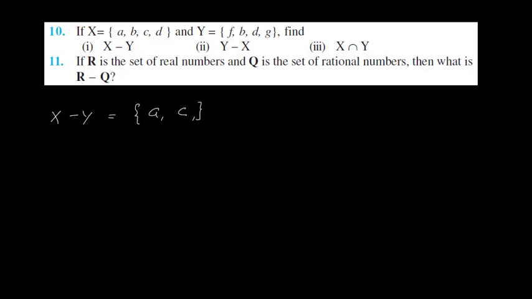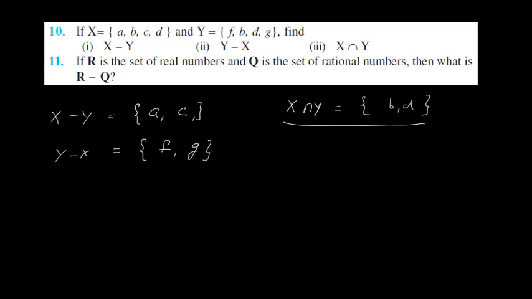If you take Y minus X, then you will write F, then B you will not write, D you will not write, and you write G. Then X intersection Y. What is common? B is common and D is common. So it is the set B comma D. So this is the intersection of X and Y. This is our 10th problem.